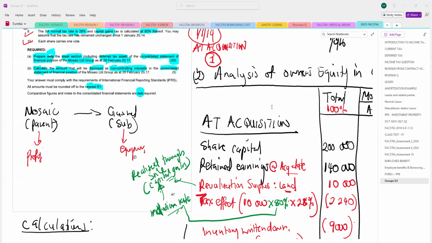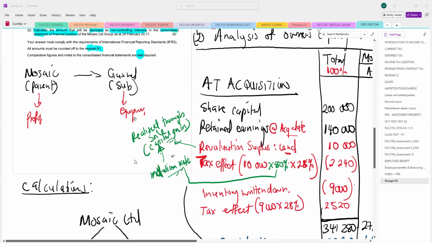So it is one topic that one must take seriously. Like seriously. I don't know how many times to emphasize that. One must really take groups seriously. Okay. Anyways, let's go back to our intra-group transactions.